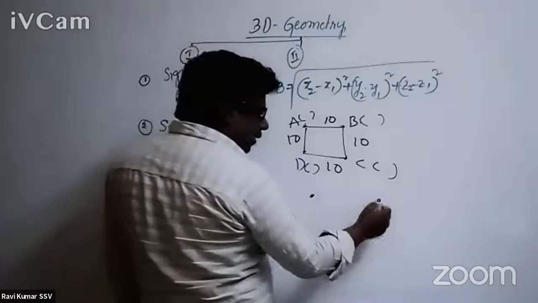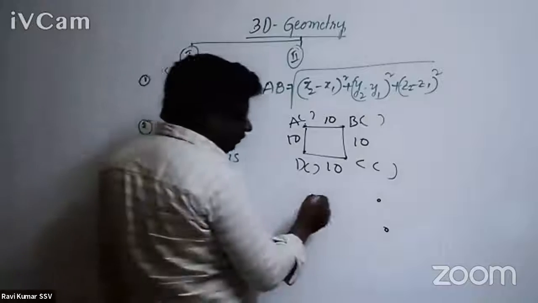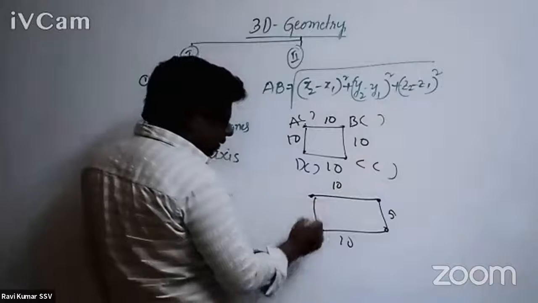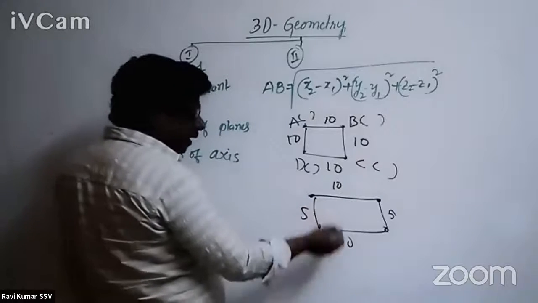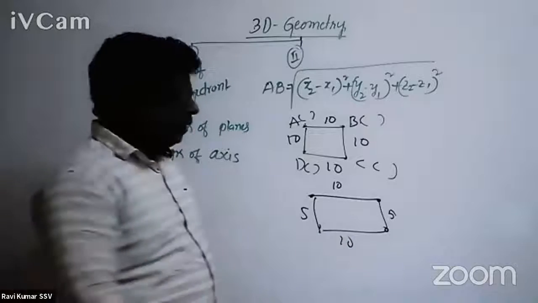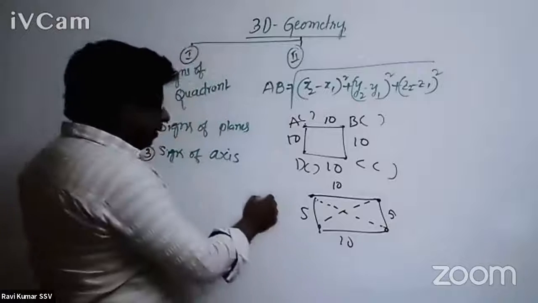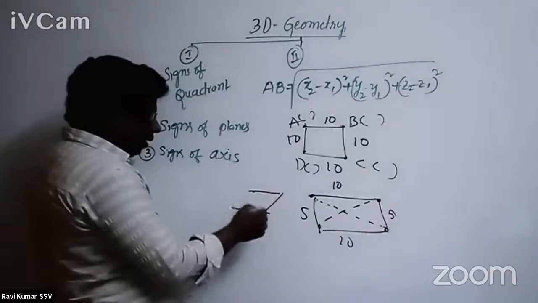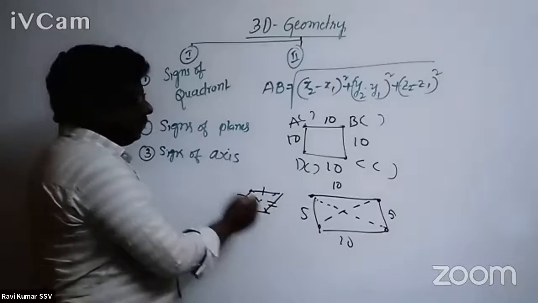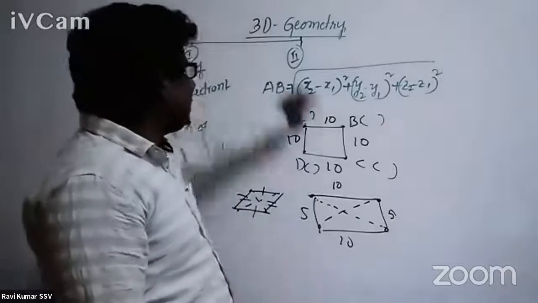If the 4 points form a rectangle, we find the distances. This is 10, this is 5, this is 10, this is 5. Here opposite sides are equal, so it is a rectangle. Not only that, we need to find the diagonals also, because in the case of a parallelogram also, opposite sides are equal. Then we need to check the diagonals also. This type of problem we did in section 2.